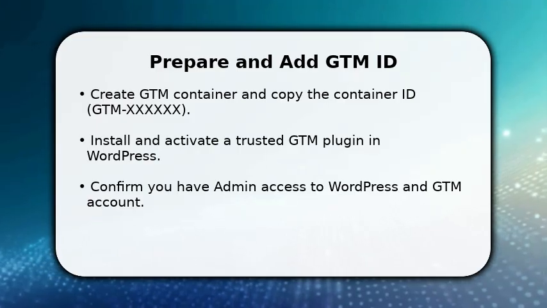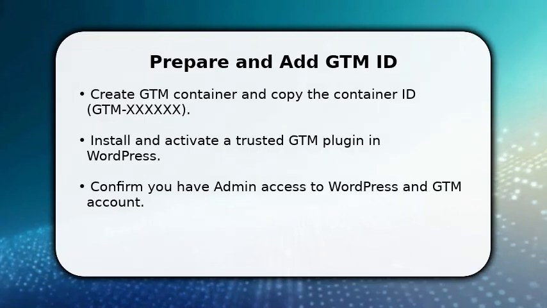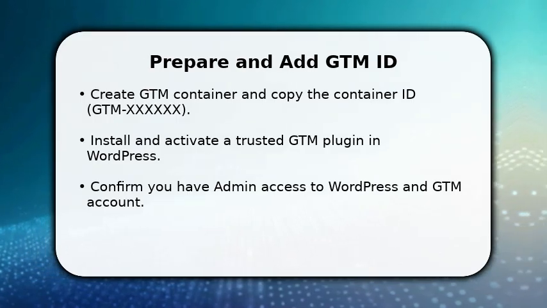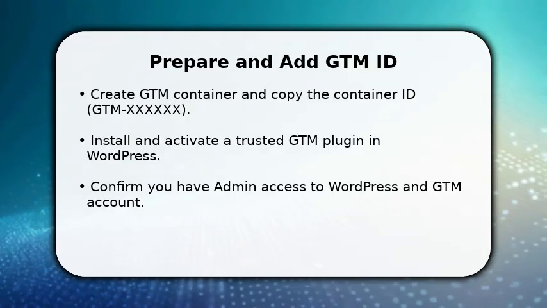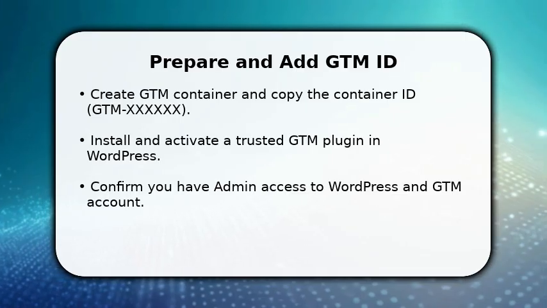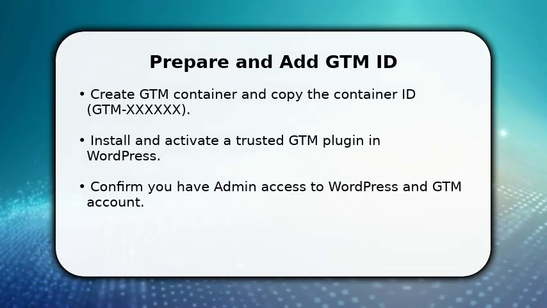You start by creating a Google Tag Manager container and copying the container ID GTMXXXXXX. Once done, install and activate a reputable GTM plugin in your WordPress dashboard. I recommend one with clear options for header and body placement. Make sure you're logged in with an administrator account so you can change themes or site-wide settings.